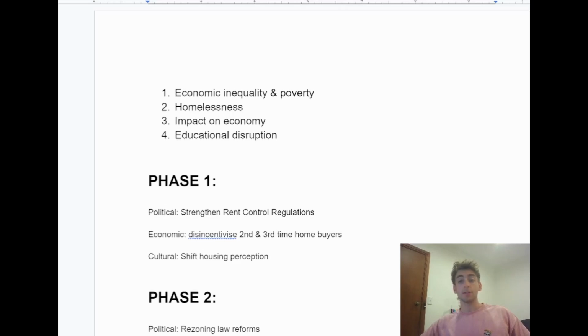Hello and welcome. Today we're going to be discussing the societal challenges and solutions in regards to housing affordability. You may be wondering, why is housing affordability such an issue in the first place? I'm going to walk you through these 4 points as to how it can have such an impact on the economy and society. So the first point is economic inequality and poverty.